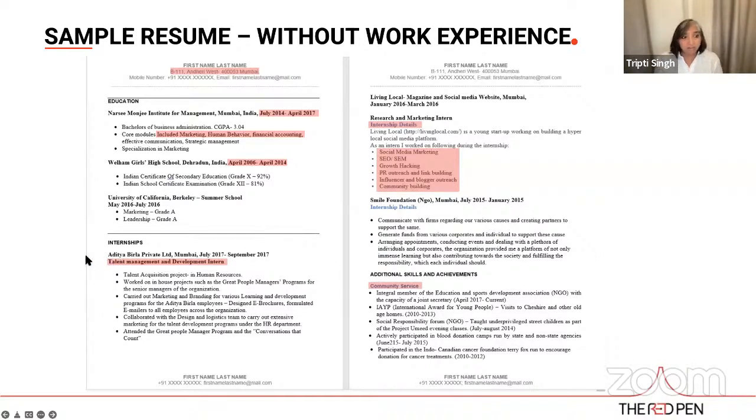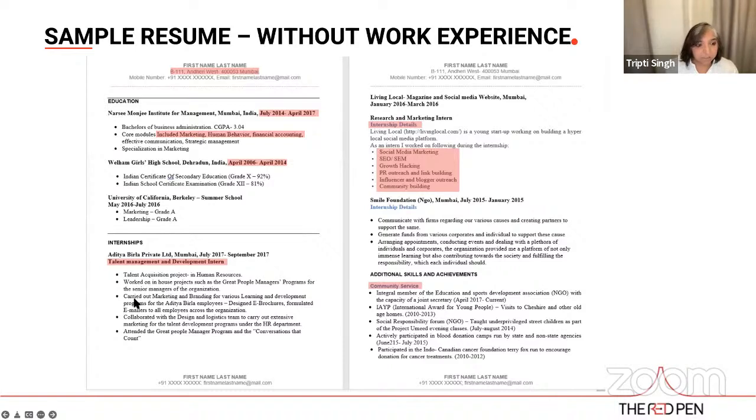Internships, I would have liked her, or him, whatever, to link Aditya Birla to the website. Talent management and development intern, again, M is small and D is big. There's no consistency. Talent acquisition project in human resources. What does that mean? Do you know what it means? I don't know what it means. What did you do? Where's your impact?